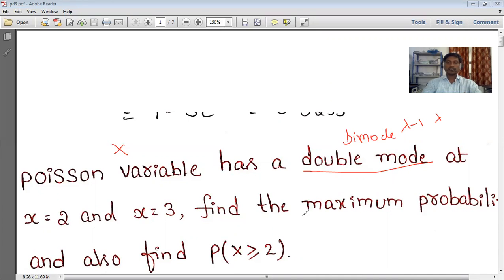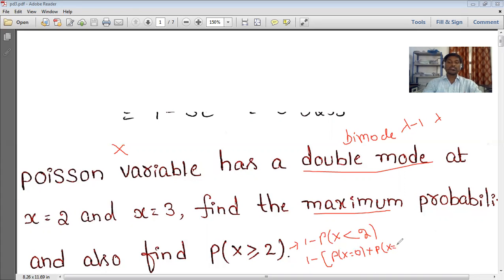Next, what they asked us to calculate: find the maximum probability and also find P of x greater than or equal to 2. P of x greater than or equal to 2 can be written as 1 minus P of x less than 2, because here we should not include equal to. So simply, it is P of x equal to 0 plus P of x equal to 1. These are the things we are going to calculate.